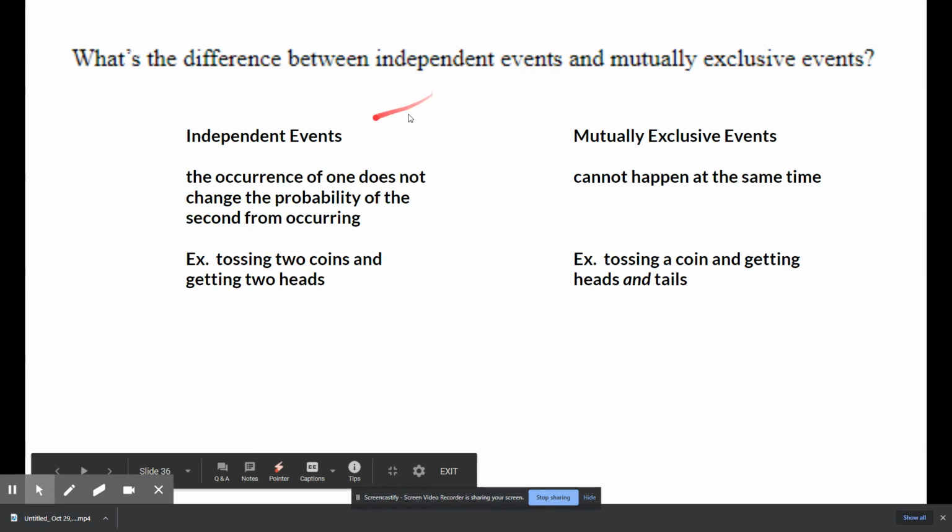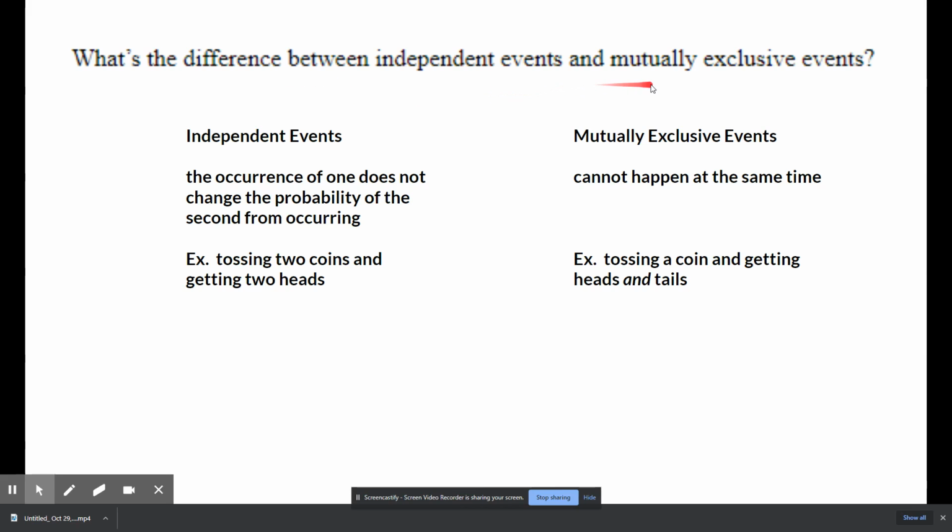So I wanted to, real quick at the bottom of here, go over the difference between independent events and mutually exclusive events. Independent events basically mean that the occurrence of one does not impact the probability of the subsequent things occurring. For example, tossing 2 coins and getting 2 heads. How the first one lands doesn't really impact the probability of the second one. Whereas mutually exclusive events cannot happen at the same time. It's impossible. Like tossing a coin and getting heads and tails. Can't really do that, I guess, unless it lands on the ridges, but that's really hard to do.